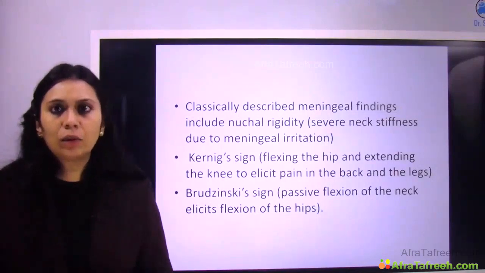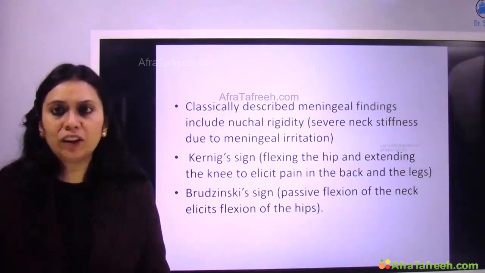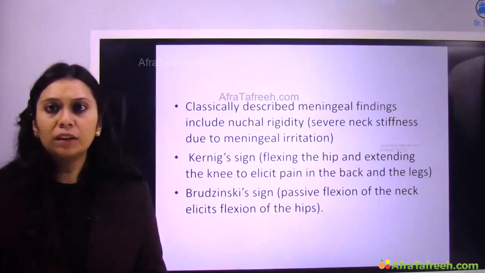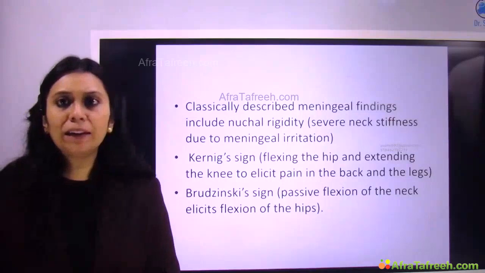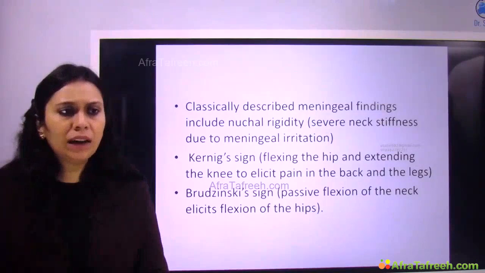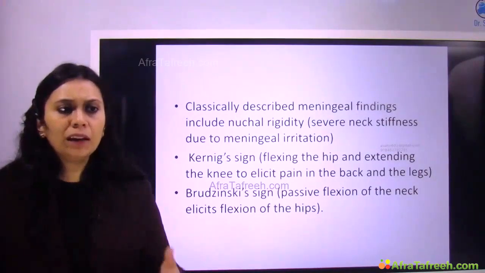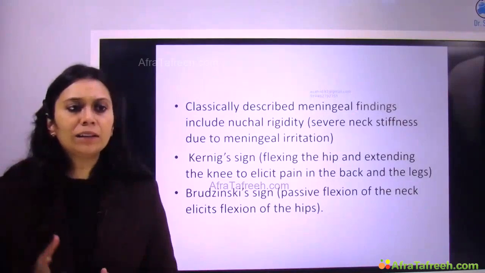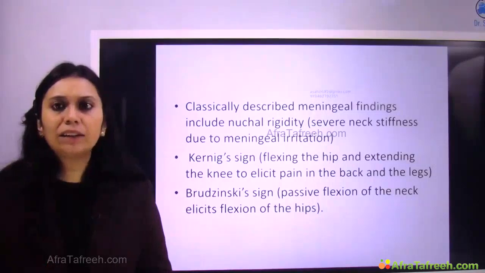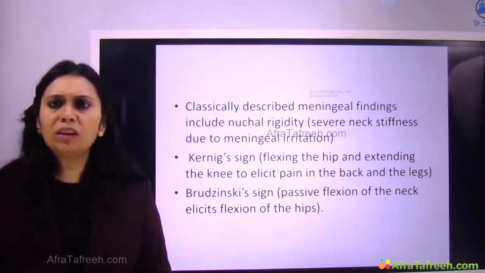What is done in Kernig sign? The hip is flexed and the knee is extended. Flexion of hip and extension of knee starts pain in the back and legs, right? Both Kernig sign and Brudzinski sign are non-specific. In Brudzinski sign, there is passive flexion of the neck: when the neck is passively flexed, there is flexion of the hip, right? These are also non-specific signs.